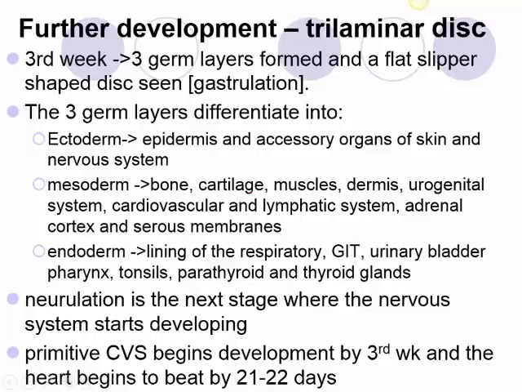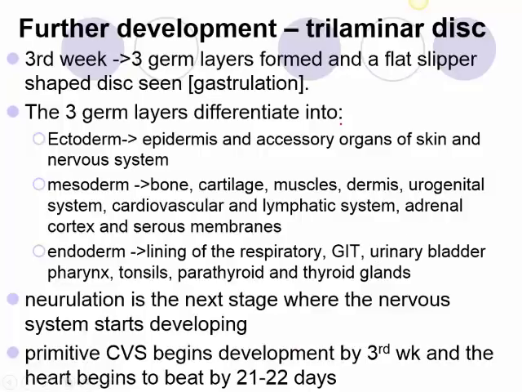So after these 3 germ layers are formed, this stage was called gastrulation because 3 layers are formed. The next stage is when the nervous system starts developing. Nervous system starts developing very, very early, which is again one of the reasons why neural tube defects can be detected quite early, and which is why folic acid, one of the things which prevents neural tube defects, is what pregnant women are told to have. So that occurs first. And then the cardiovascular system starts developing by the 3rd week, and the heart begins to beat around 21 to 22 days.